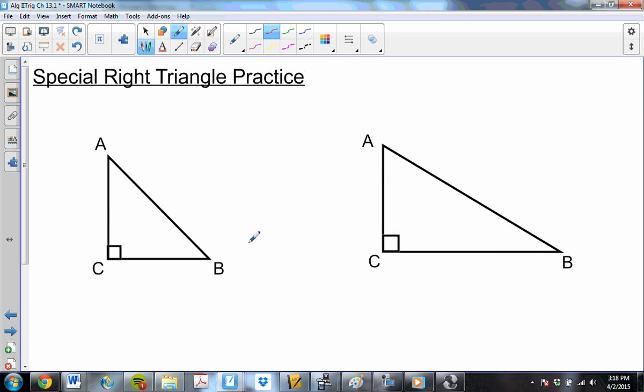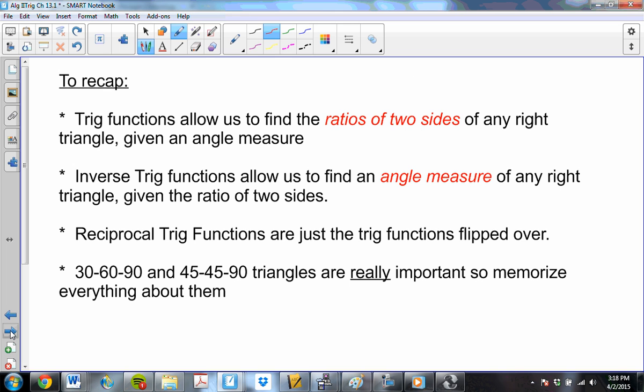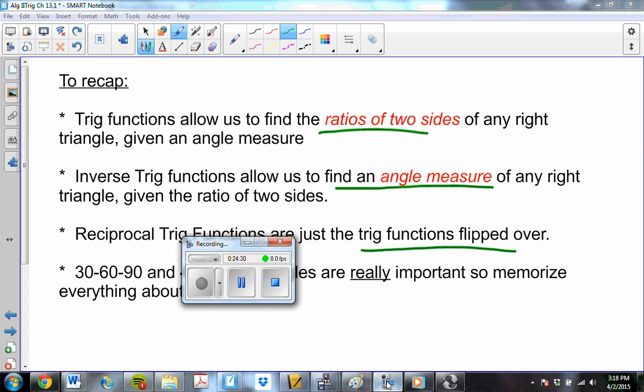So we'll skip this for now, and I think we'll just call that a day. So to recap everything, trig functions allow us to find the ratios of two sides of any right triangle if you are given an angle measure. So when you have an angle, you're allowed to find a ratio. Inverse trig functions, like sine inverse and cosine inverse, let us find an angle measure if we're given two sides. Reciprocal functions are just trig functions flipped over. The 30, 60, 90 and 45, 45, 90 special right triangles are really important, so work on memorizing everything about them. This video, like most of the videos in this chapter, is going to be kind of long, but we're going to move slowly, so that's a good thing.